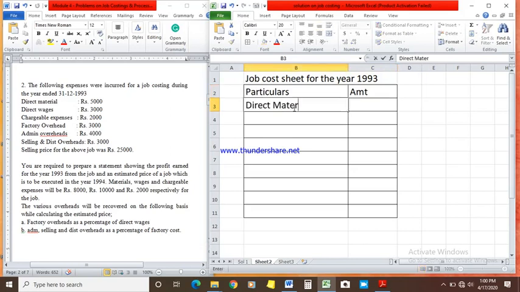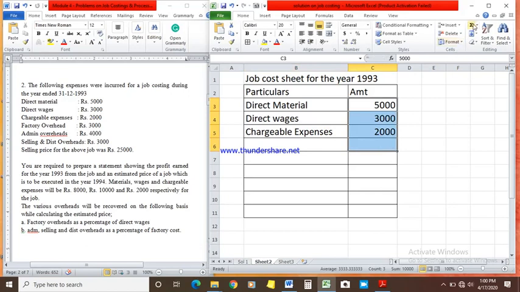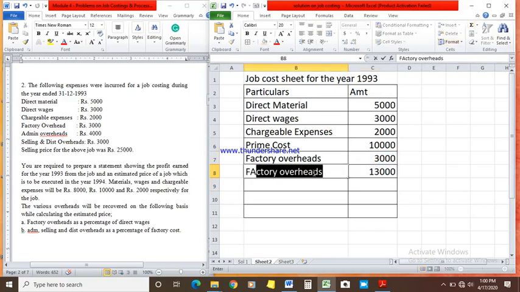Now you are given direct material 5,000, direct wages 3,000, chargeable expenses 2,000. So the addition of these three, we get the prime cost. Next, factory overheads 3,000. So adding these two, we get what is known as factory cost.